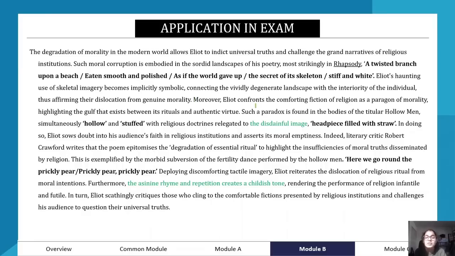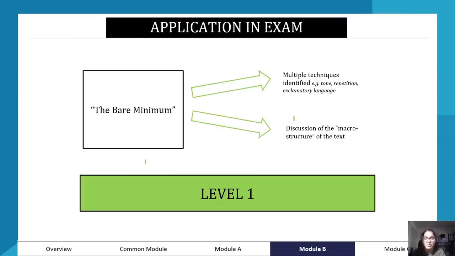Moreover, Eliot confronts the comforting fiction of religion as a paragon of morality, highlighting the gulf that exists between its rituals and authentic virtue. Such a paradox is found in the bodies of the titular hollow men, simultaneously hollow and stuffed, with the religious doctrines relegated to the disdainful imagery. That's basic technique. So multiple techniques, it's the basics. It's back to level 1.